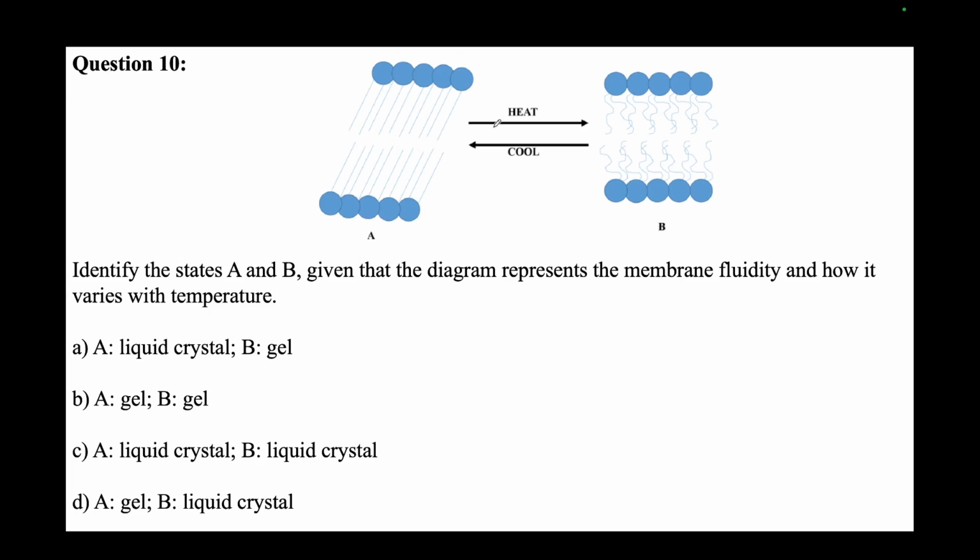So these are basically membranes. These are the polar head groups. This is the polar head group. This is the polar head group. And this is the fatty acid chains or the hydrophobic chains. Okay. So now when heating it, they are getting disrupted, and while cooling it, they are in the perfectly ordered structure. So what is the state A and what is state B? What would be the answer for this?